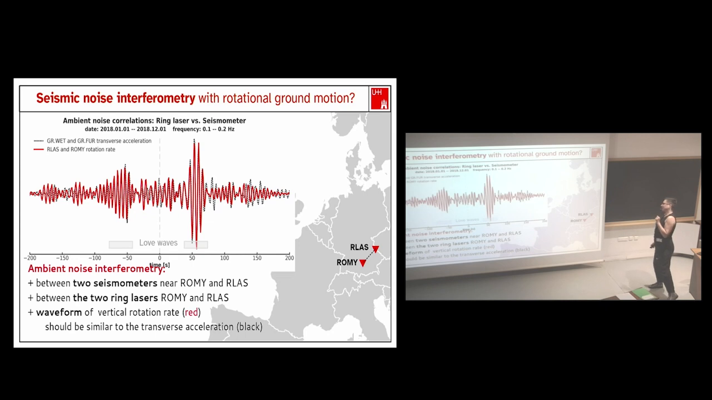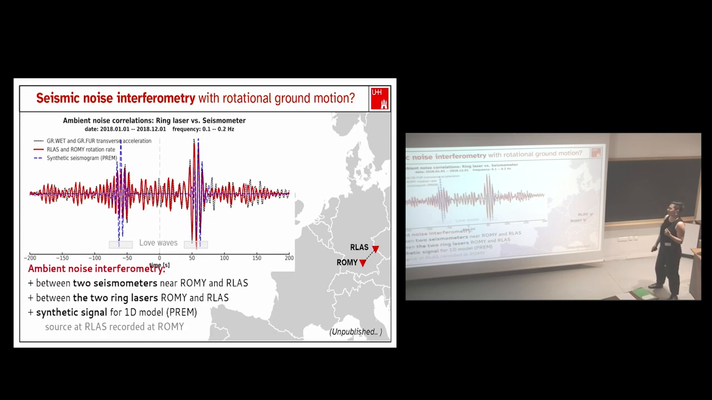And just as another sanity check, I looked at what the synthetic Love waves in PREM should look like and what kind of arrival time they would have, and that overlays quite nicely as well. So this is mainly just a proof of concept that noise correlations with rotations actually works. And I didn't yet get to publishing this, but I probably should write it up at some point.